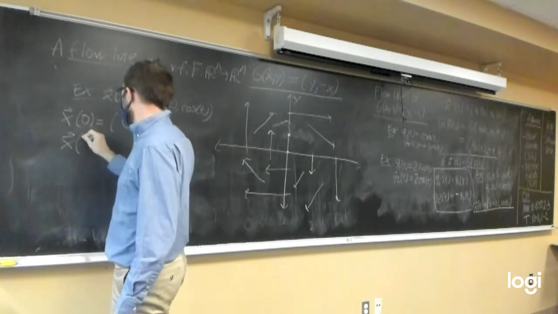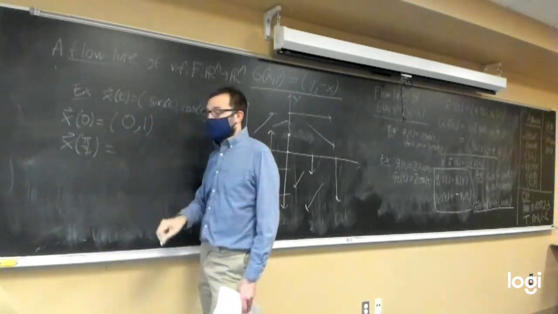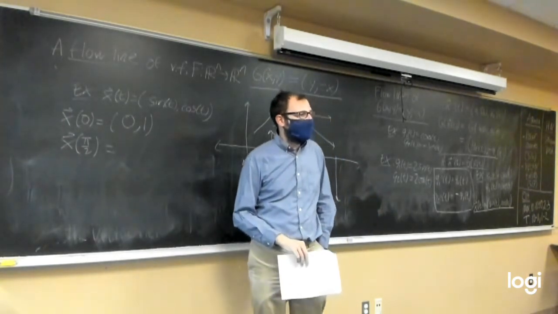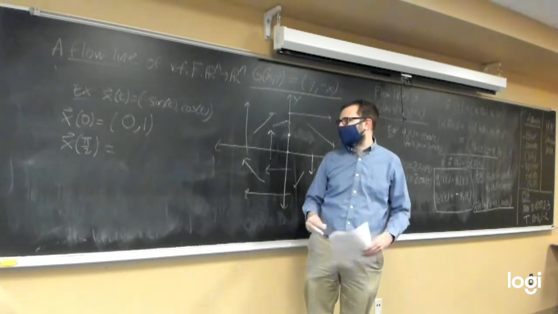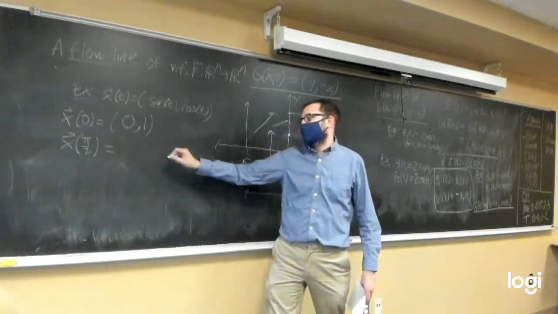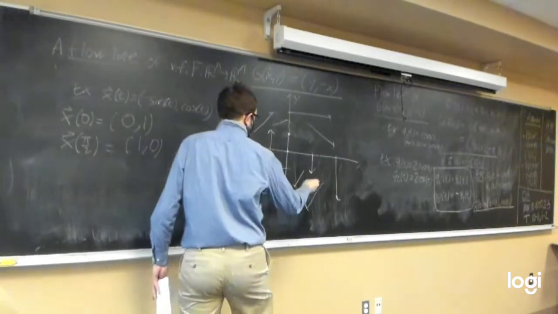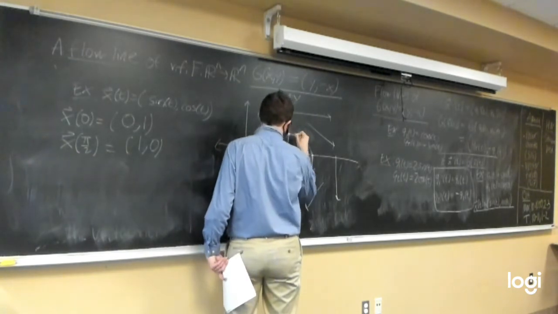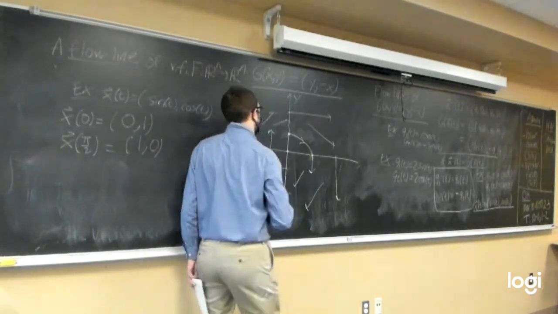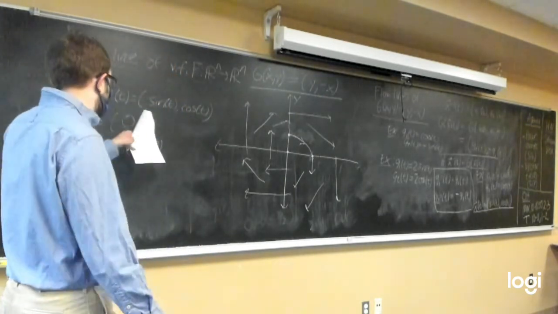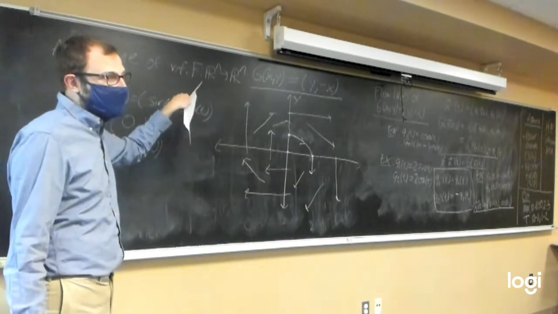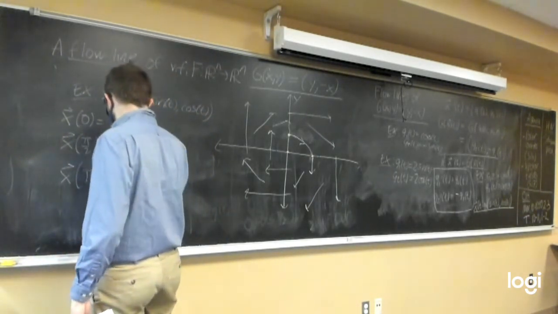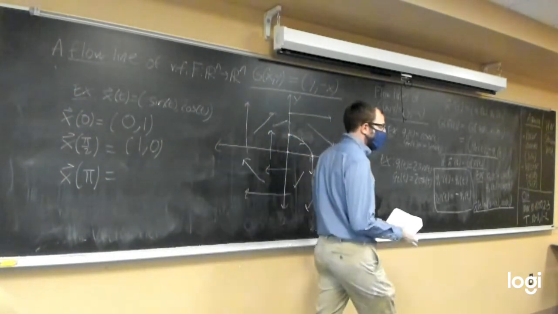If we were to keep going, let's say if we were to look at x of pi over 2, Avery, what would that give us? 1, 0. Yep, that's going to give us 1, 0. Point down here. And in the meantime, it's going to trace out a circle to get from x of 0 to x of pi over 2, mainly because sine squared plus cosine squared will always be 1. Alright, how about x of pi?